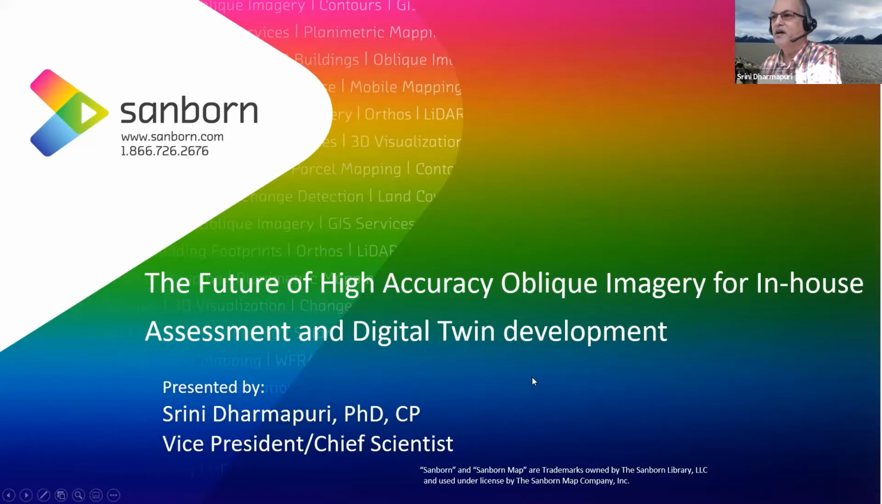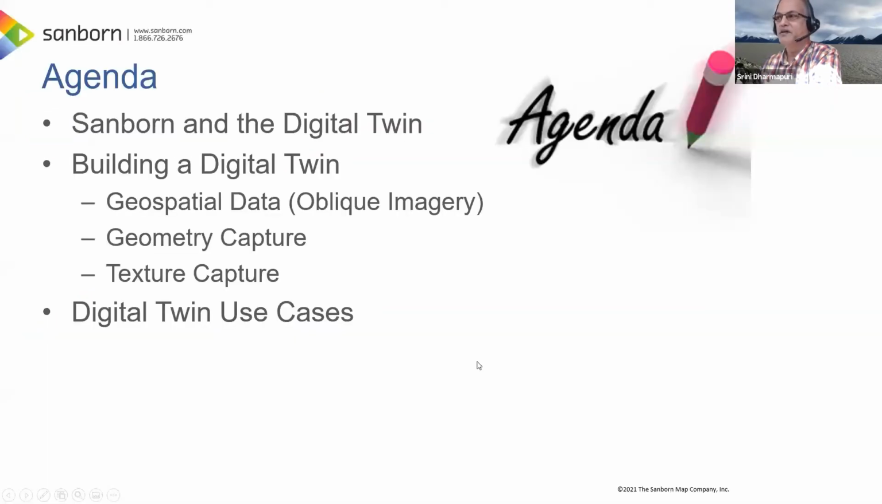So with this, let me get to the agenda. First, I will give a quick overview about the company and also about the digital twin. Then, how can we build a digital twin? What sort of source of data, specifically the oblique imagery? How do we capture the geometry as well as the texture? Those are the two important things for building any digital twin model. And finally, the most important thing is, building a digital twin is one thing. What are the use cases? That is what most of the people will be looking for. So I will talk about a few of the use cases of a digital twin.